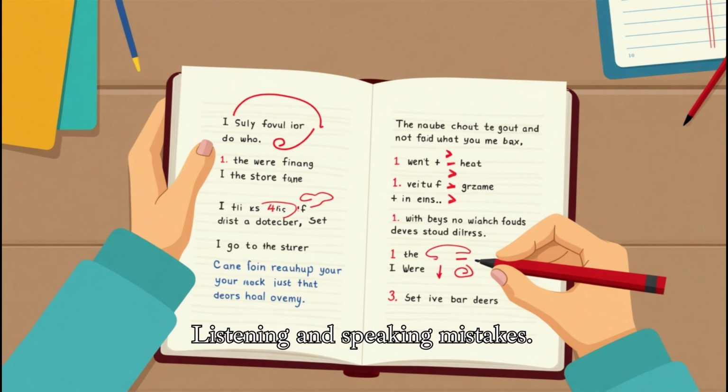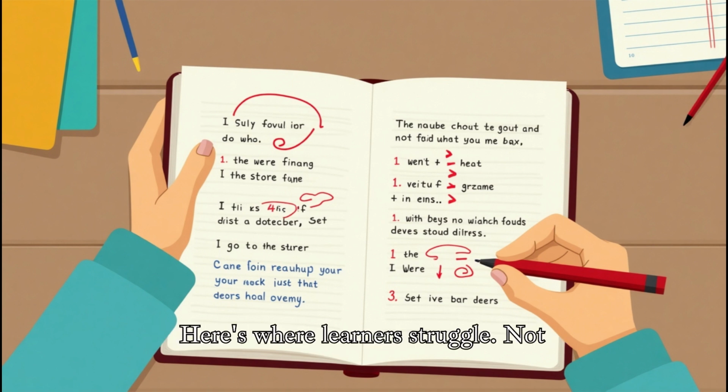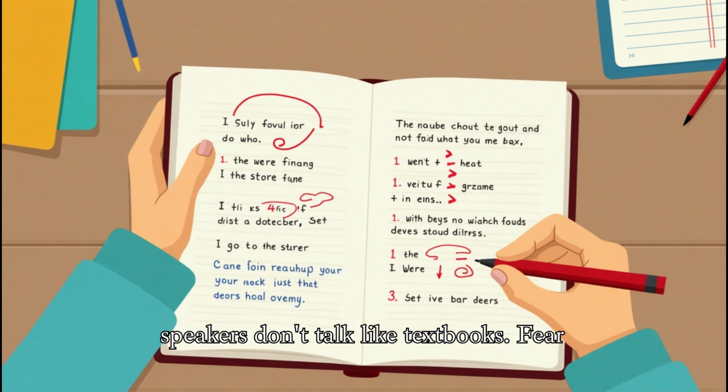Listening and speaking mistakes. Listening and speaking go hand in hand. Here's where learners struggle in this area. Not understanding fast speech. Native speakers don't talk like textbooks. Fear of making mistakes. Many learners hesitate to speak at all. Using unnatural intonation. English has a rhythm, and stressing the wrong words makes speech sound robotic.